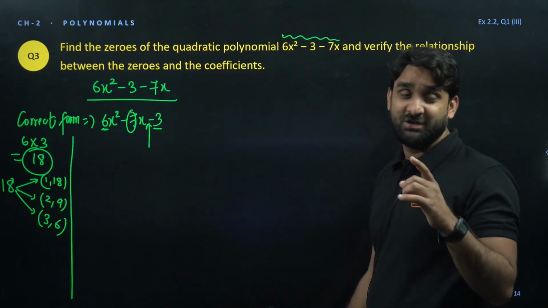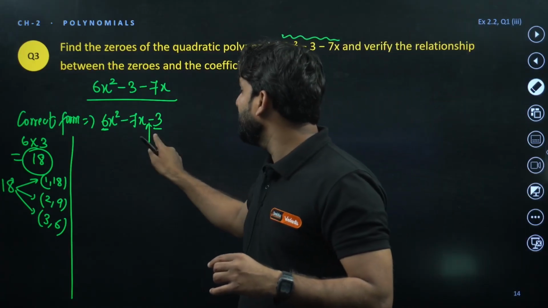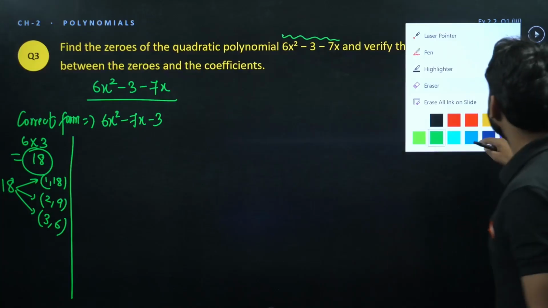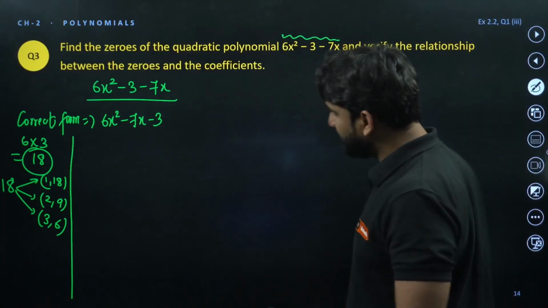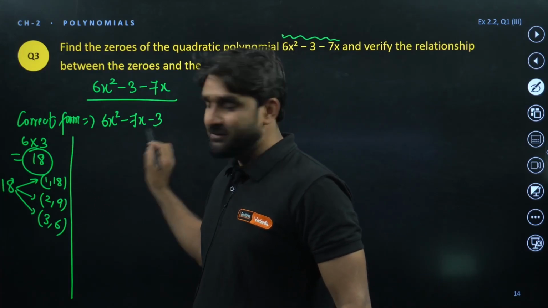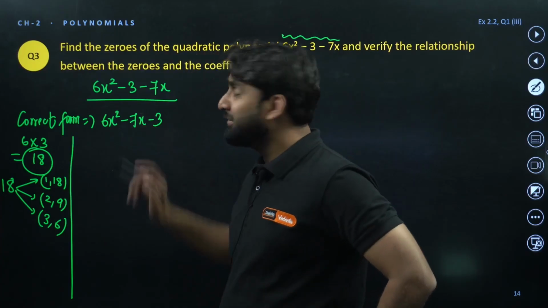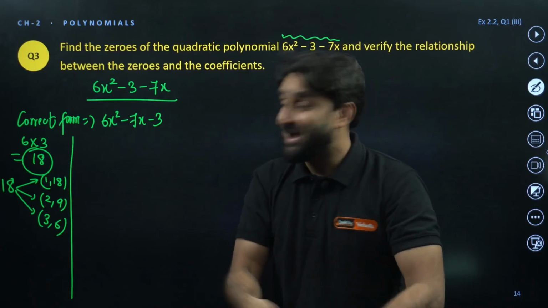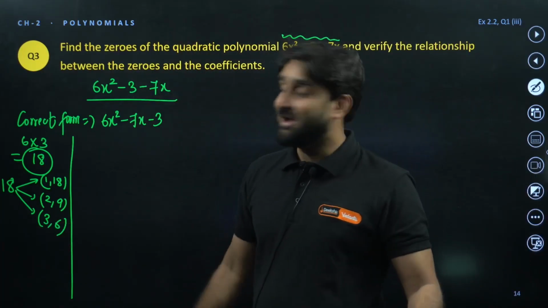The sign of the constant term will decide, along with the middle value. Yes, my dear champion, the sign of the pure constant. If the sign of the pure constant is minus, now subtract the numbers. 18 minus 1 is 17, which is not the middle value. 9 minus 2 is 7, and 7 is the middle value. 6 minus 3 is 3, and 3 is not the middle value.